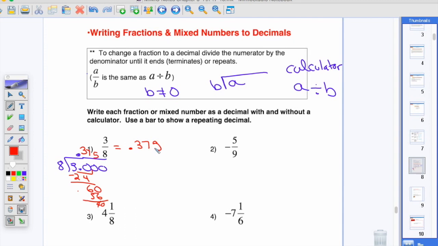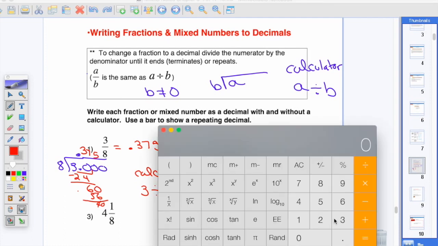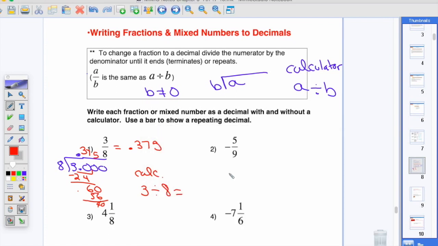Now if you use a calculator, your 3 would go in the calculator first, then you would divide it by 8, and you would hit the equal sign. So here's your calculator on your computer. You would do 3 divided by 8 equals, and you can see you have the same answer, 375 thousandths.